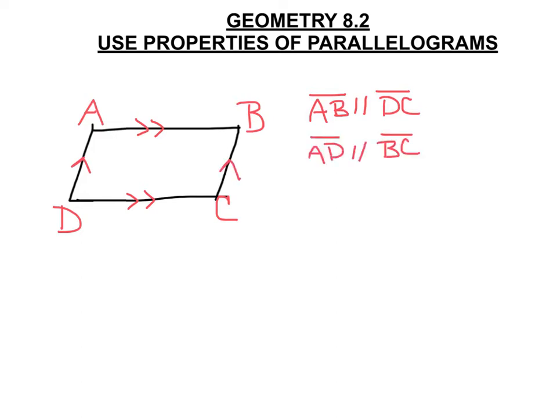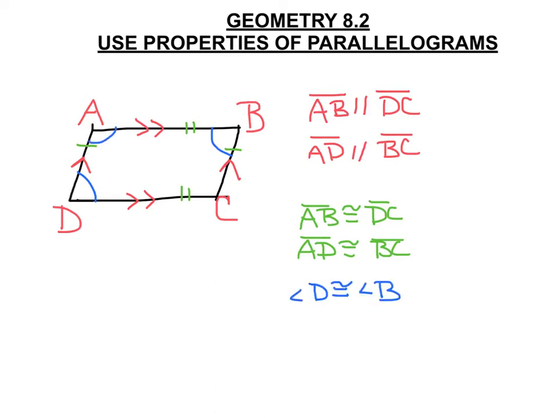We also know that opposite sides of a parallelogram are congruent, which means that AB is congruent to DC, and also that AD is congruent to BC. A third thing that we know about parallelograms is that opposite angles are congruent, which means that angle D is congruent to angle B because those are opposite of each other, and also that angle A has to be congruent to angle C because those angles are opposite of each other.